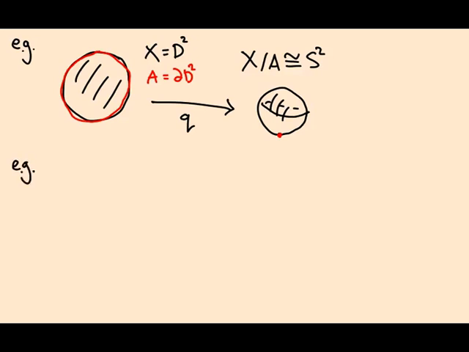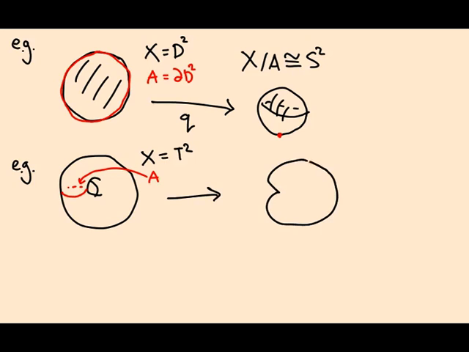Another example, if I give you a torus as X and I give you a circle sitting on the torus as A, you can form the quotient, and this red circle gets crushed down to a point and the quotient looks like this. So this is what's called a pinched torus. This is the quotient map. So you can form lots of weird looking spaces this way. And yeah, we'll see much more of this quotient topology as we move on. It's going to be a very, very useful construction in what follows.